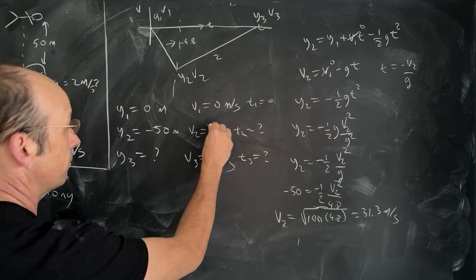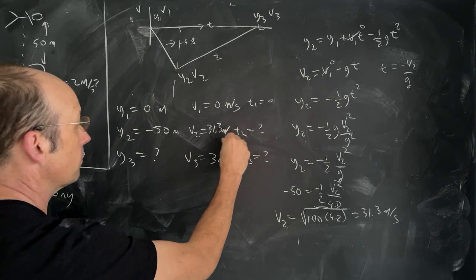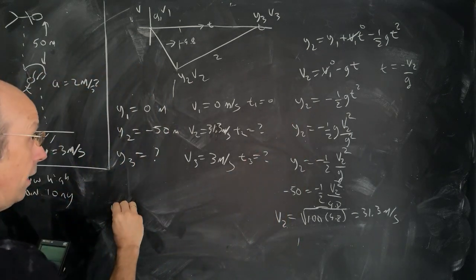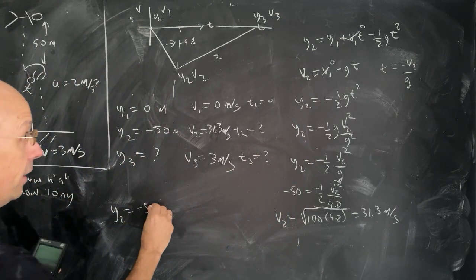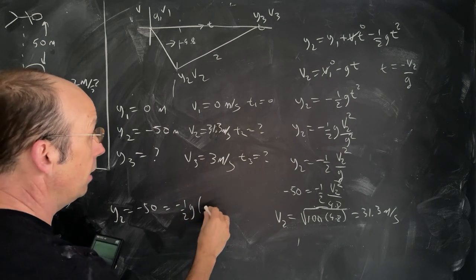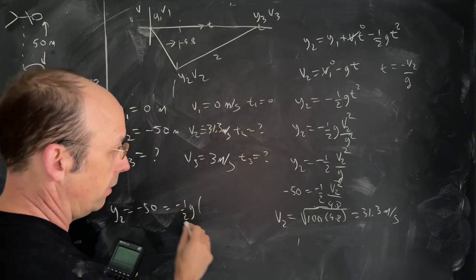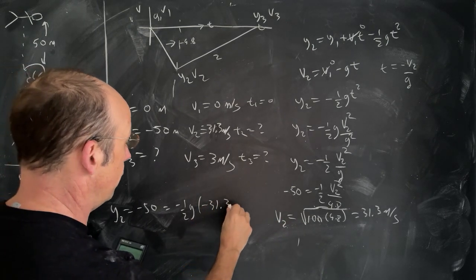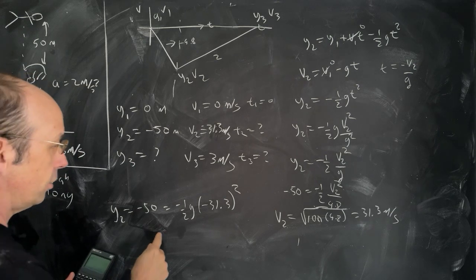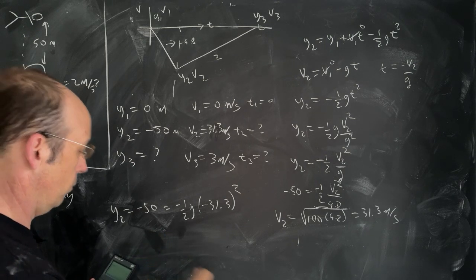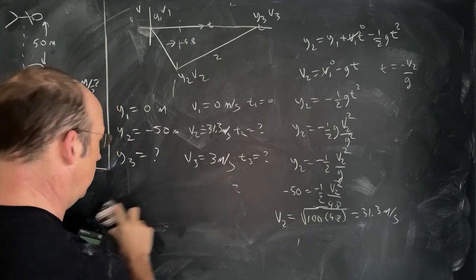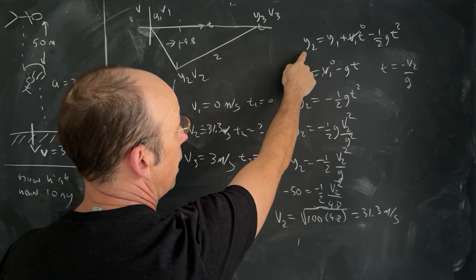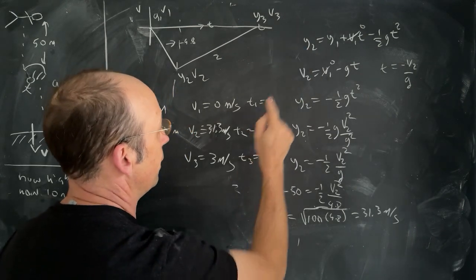So over here, that's important. Now I know this. Now I can find that time, right? Here's the time right there. So I can say y2 is negative 50, and that's negative 1/2 g times, this is actually plus or minus, right? But I know they're moving down. So negative 31.3 squared. Wait, I need this equation right here, because I know the time now. No, wait, I don't know the time. I'm trying to find the time.